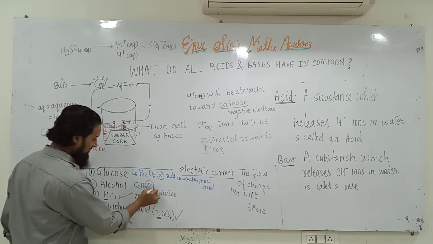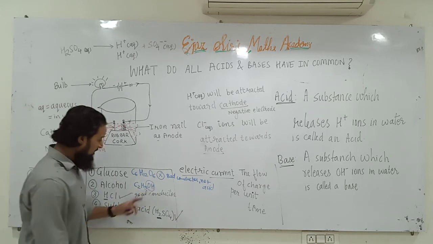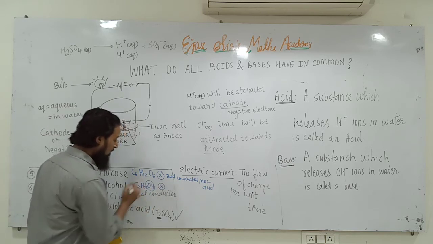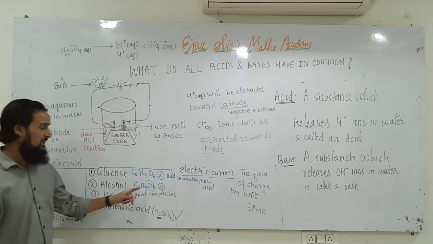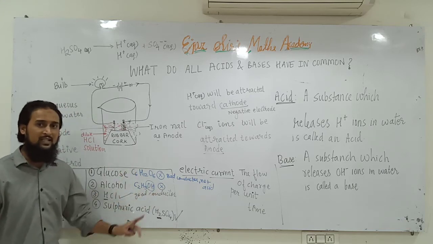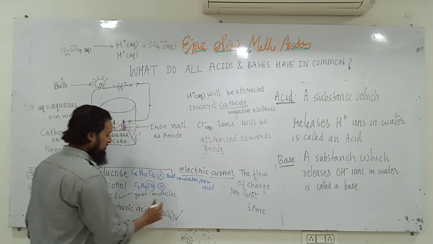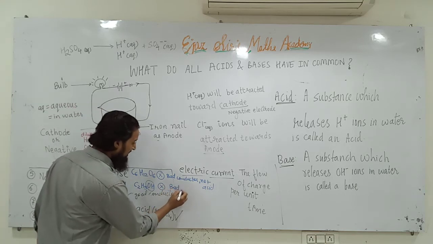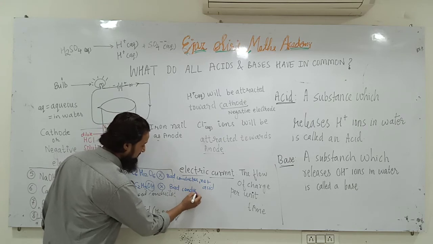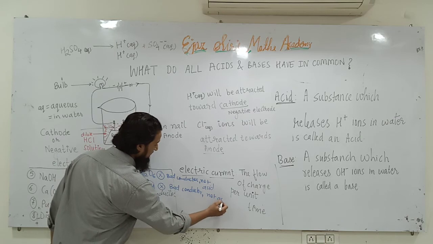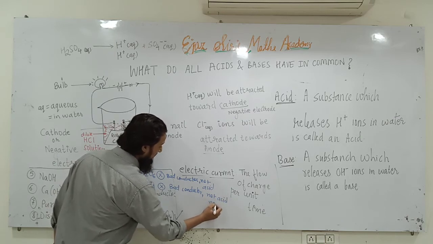Now you will say, sir, this contains OH. So this is a base? No, it is neither an acid nor a base. Ethyl alcohol is neither an acid nor a base nor a salt. It is a different type of compound. So it is also a bad conductor of electricity.